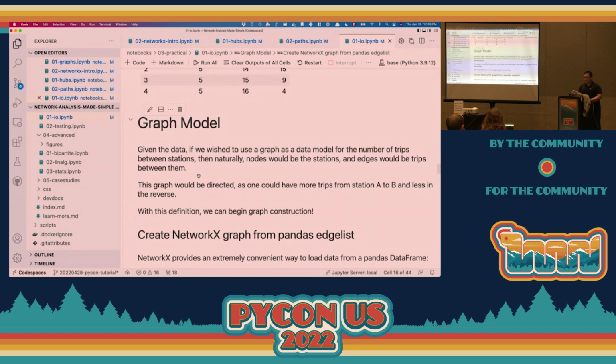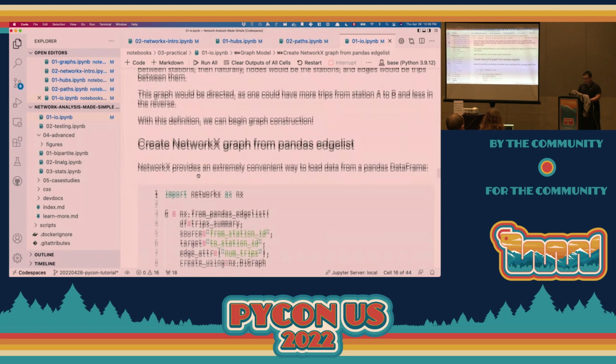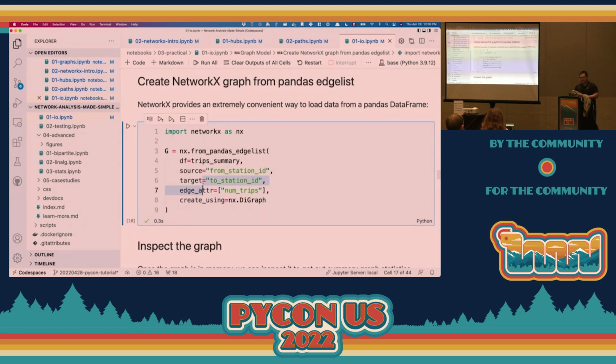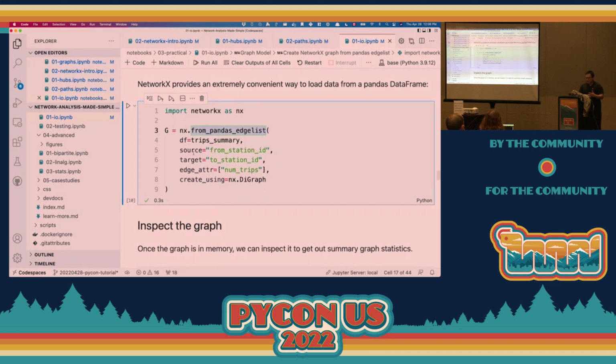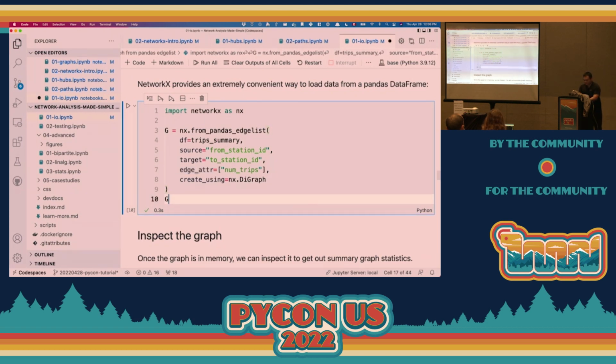So now, how do we load that in as a graph? NetworkX does have a function called from pandas edge list. And that's what this does for you: it gives you the ability to specify what the source column and the target column should be, as well as what the edge attributes should be, like which columns constitute edge attributes. And underneath the hood, it will automatically create the graph object for you.